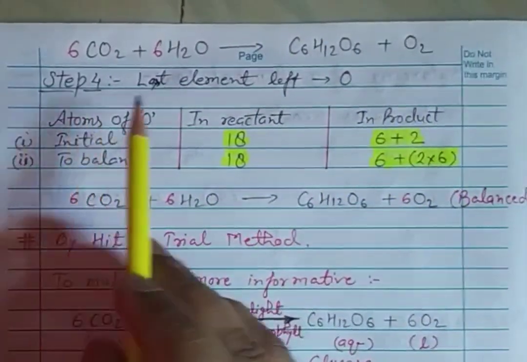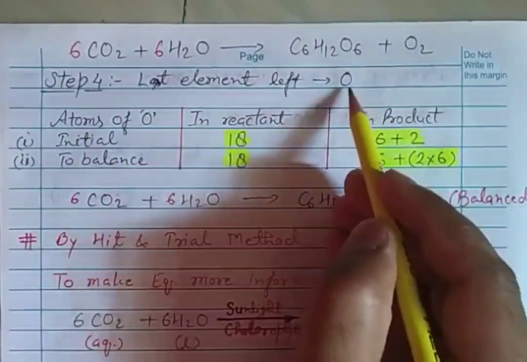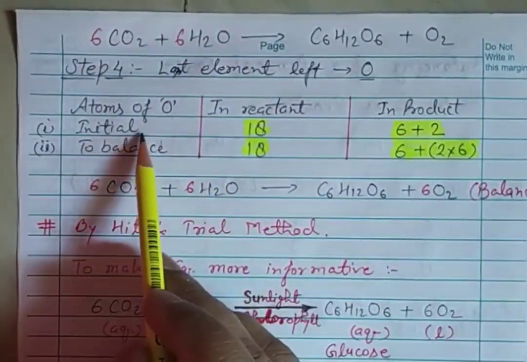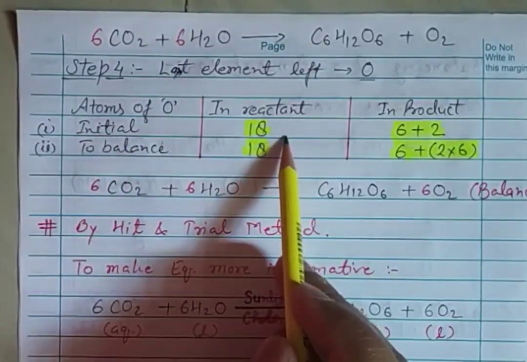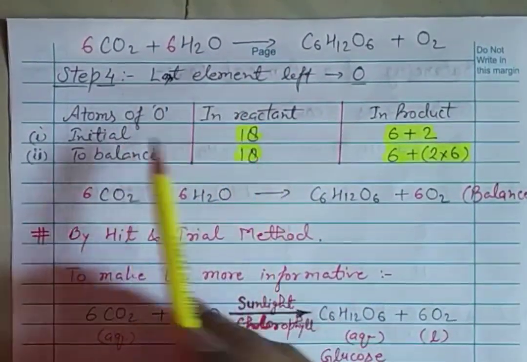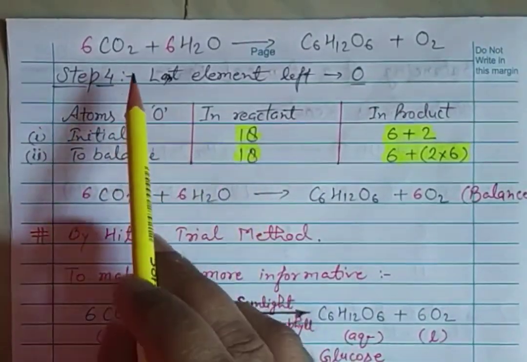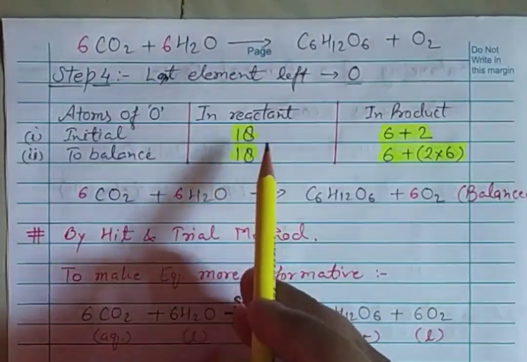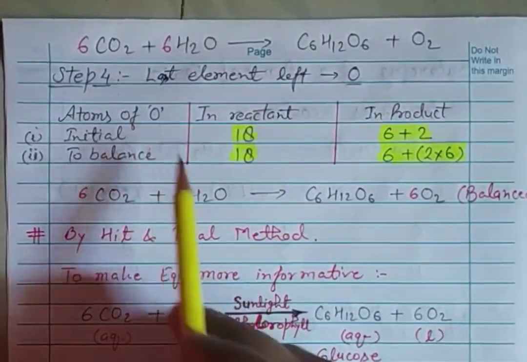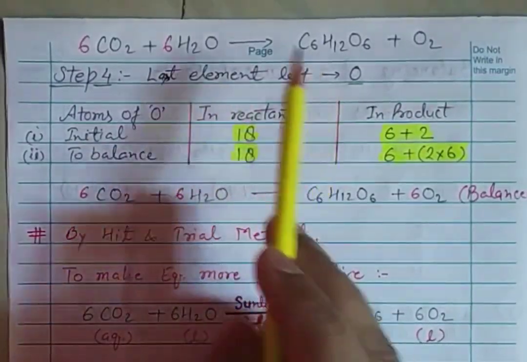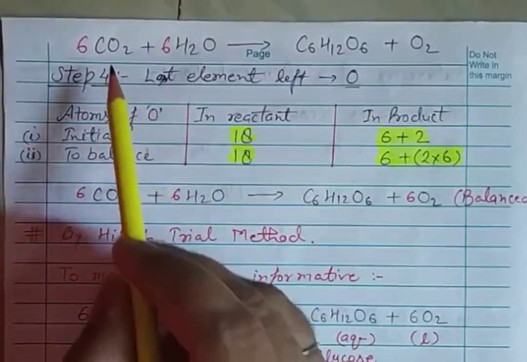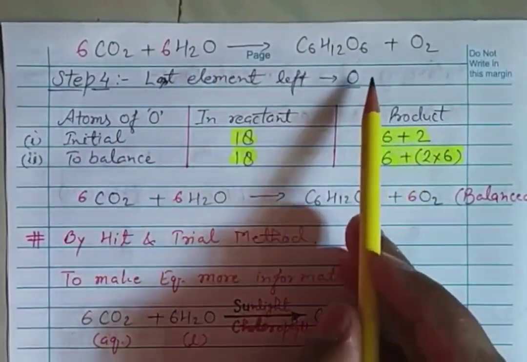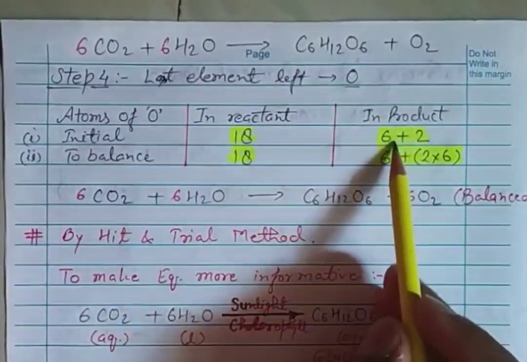So in the fourth step we take the element which is left, that is oxygen. Again we make a table like the earlier one. Initially the number of oxygen atoms in the reactant is 18. Remember, the initial reaction is the one from the last step, not the first one. Every time you take an atom, you consider the reaction before that step. So here the oxygens are 18 and here the oxygens are only 8. You can see the oxygen is at 2 places, that is why I have written 6 plus 2.